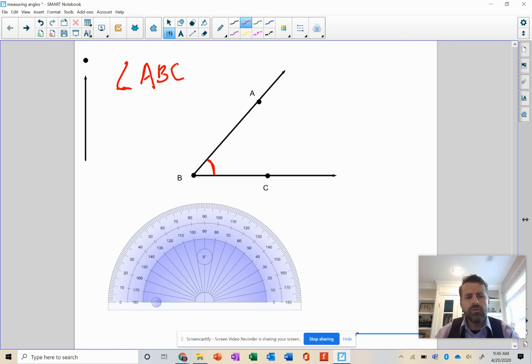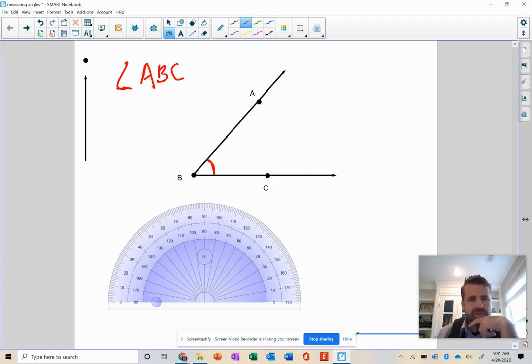Now, when we're measuring angles, we use degrees, and it was decided a long time ago that circles would have 360 degrees in them. A protractor is half a circle, a semicircle, that has 180 degrees in it. And so when we measure that angle, we're measuring how much of a circle is that angle. Essentially, that's what we're doing.